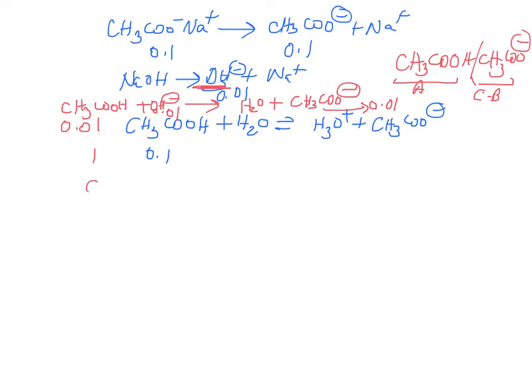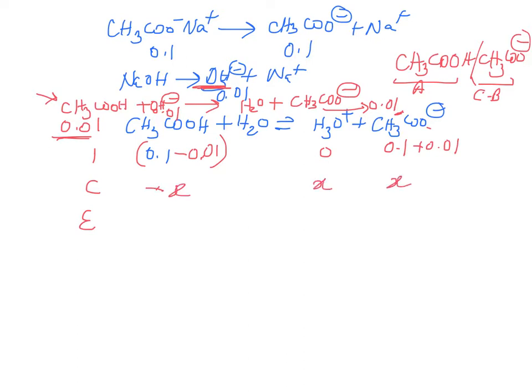That means that if you have to set up your ICE, you began with 0.1 molar solution of acetic acid, but part of it has reacted. So you must subtract that from your initial concentration. Hydronium, of course, is still 0. Acetate, you have 0.1 from sodium acetate, but you have also formed a tad bit from this reaction in red. So you must add that 0.01 to this acetate. Of course, the change is going to be the same way.